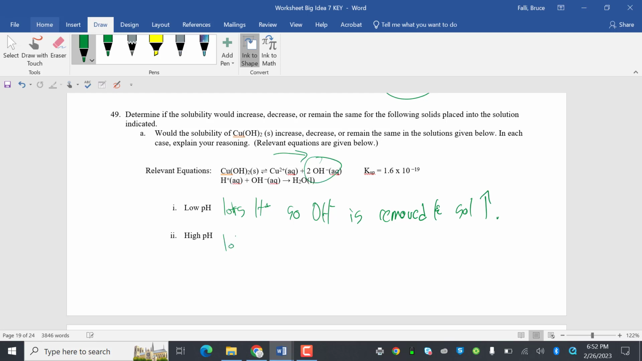High pH, lots of OH negative. By the way, lots of H positive also means low OH negative. Lots of OH negative, so the reaction shifts to the left-hand side and solubility goes down.